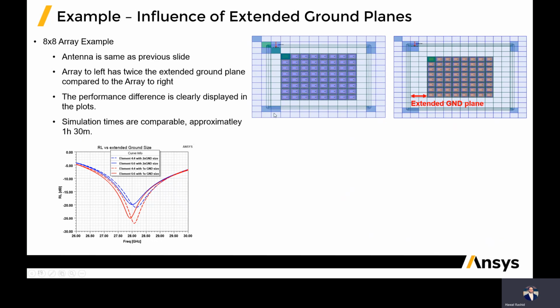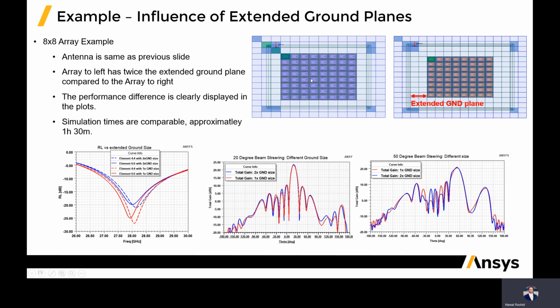The red lines are representing the antenna with this ground, and the blue is with the twice as large ground structure. And we can see that there is a significant difference between having twice as large, extended ground, compared to this one. And if we look at the radiation pattern, so if we excite all elements and we look at the total gain with a beam steering of 20 degrees, they are fairly similar. If we look with 50-degree beam steering, we see that there is some difference in the side lobe levels.